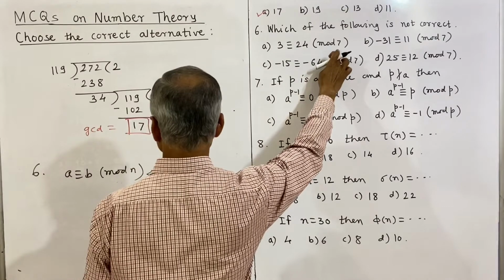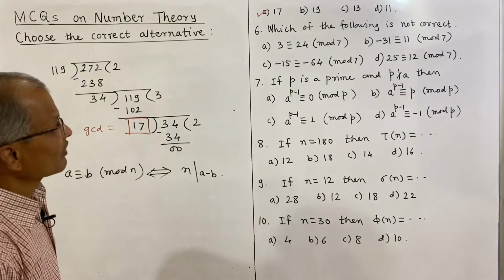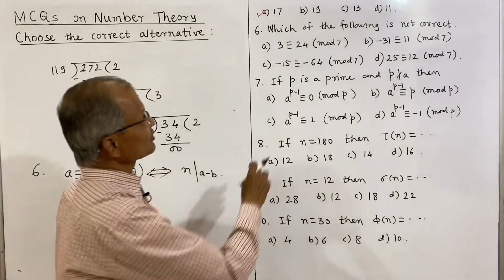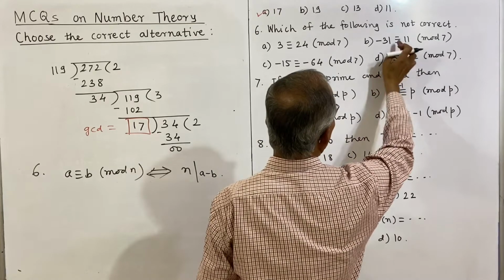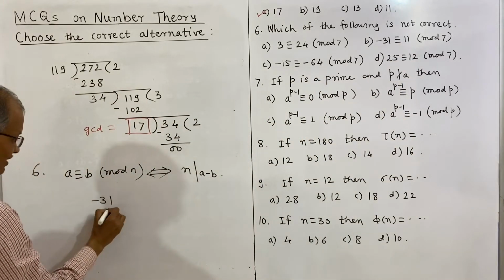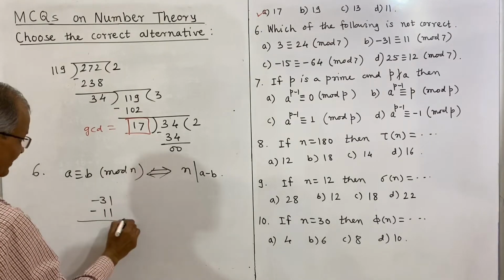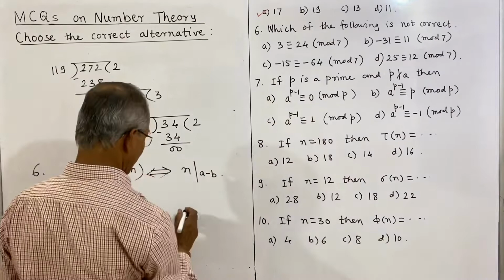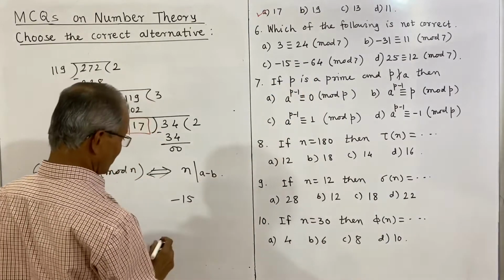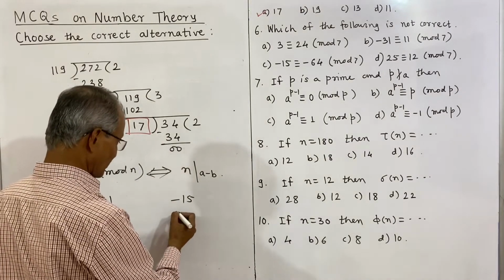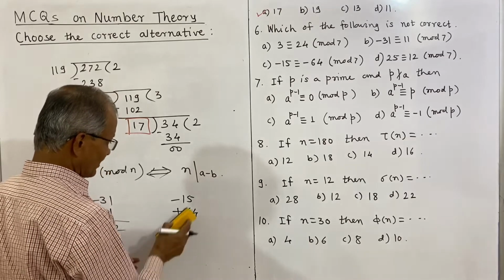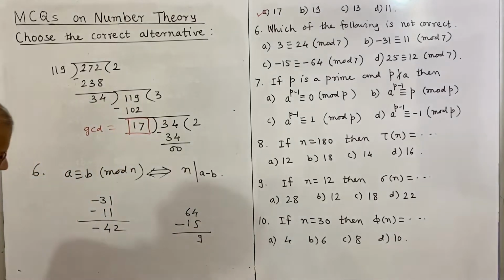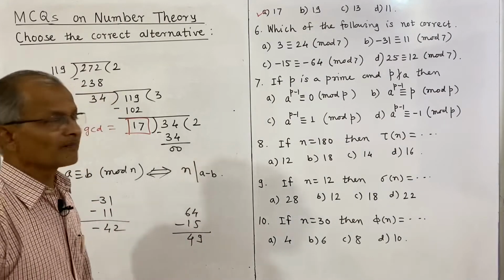So n is here 7, and this must divide the difference of 3 and 24. The difference, 3 minus 24, is minus 21, and 7 obviously divides minus 21. So this is correct. Here, what is the difference of minus 31 and minus 11? The difference is minus 42. 7 also divides minus 42. And this is the difference of minus 15 and minus 64, that is minus of minus 64, which will be plus 64, and therefore it can be considered as 64 minus 15. The difference is 49, and 7 divides 49. So this is also correct.